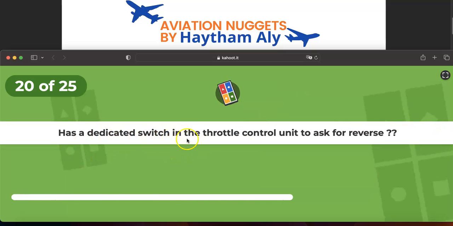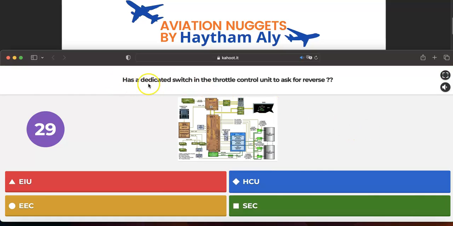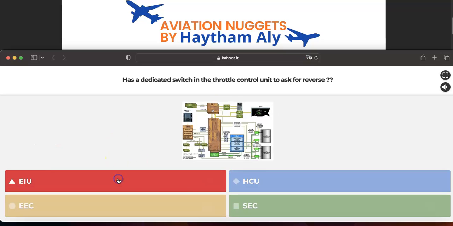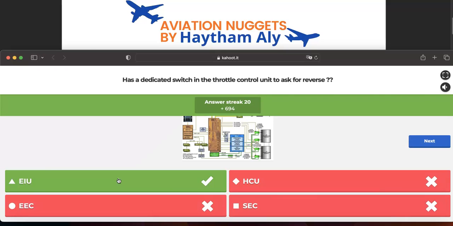Has a dedicated switch in the throttle control unit to ask for reverse. Is it the EIU, the hydraulic control unit, the electronic engine controller, or the spoiler elevator computer? The right answer is the engine interface unit, which does have a dedicated switch inside the throttle control unit.